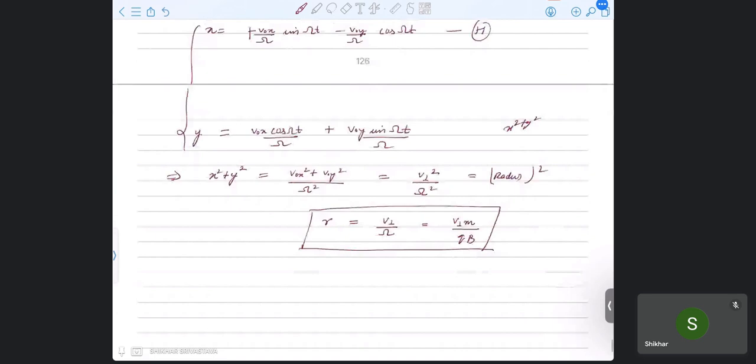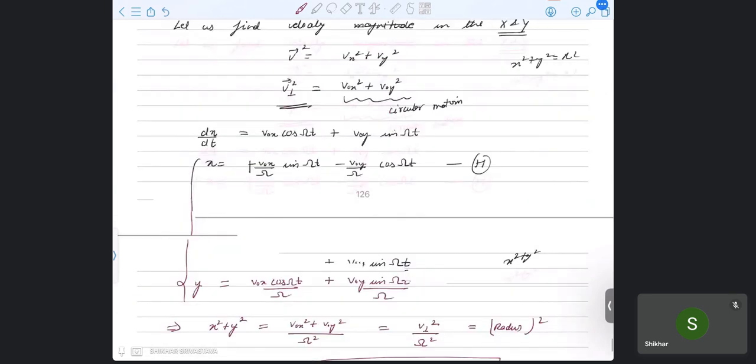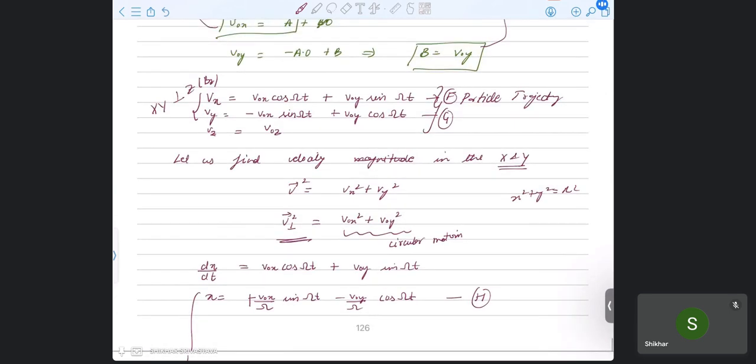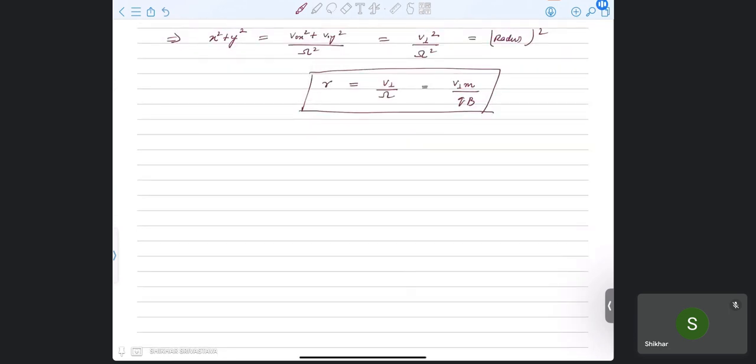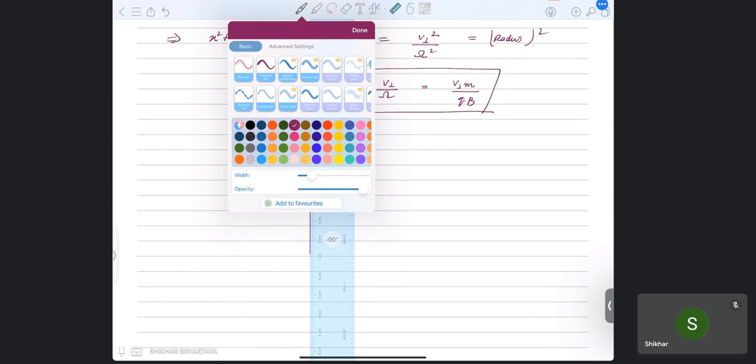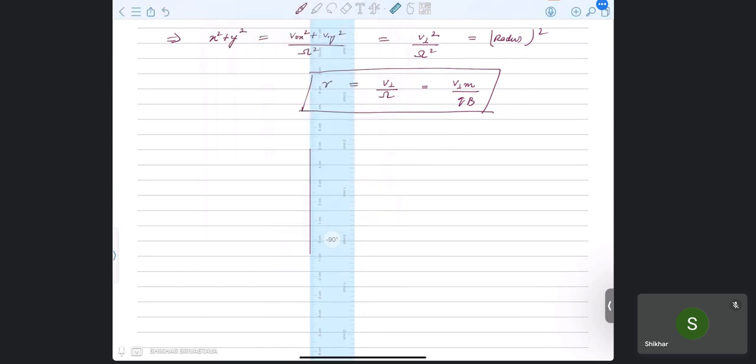Okay, and yeah, so this is Vx, Vy, Vz. So the particle is moving. So let us see what would be the path of the particle. In the z direction, the particle is moving with a constant speed. So it is not that there is no motion in the z direction. It is moving, but with a constant speed. And also in the xy plane, it is moving.